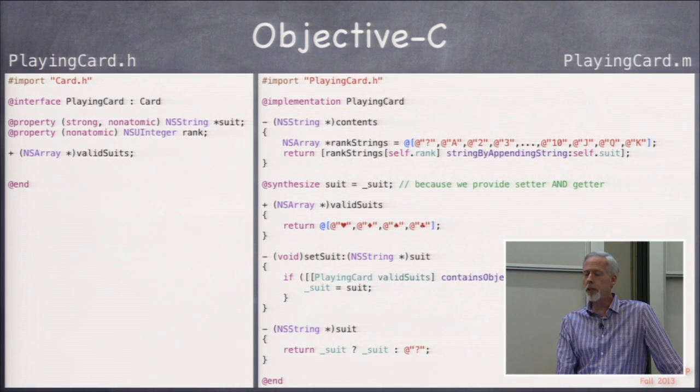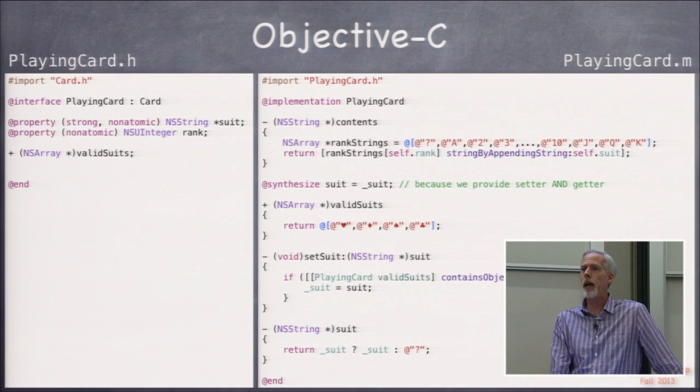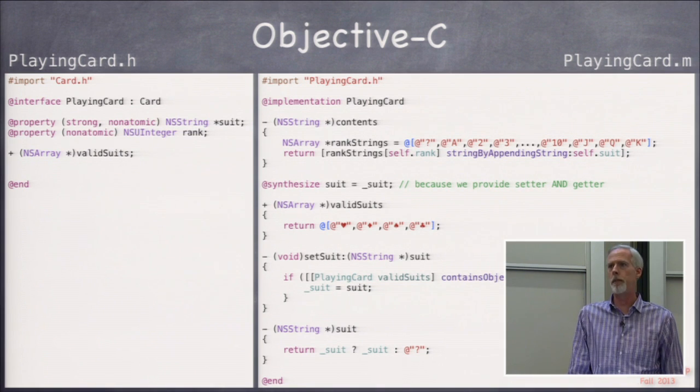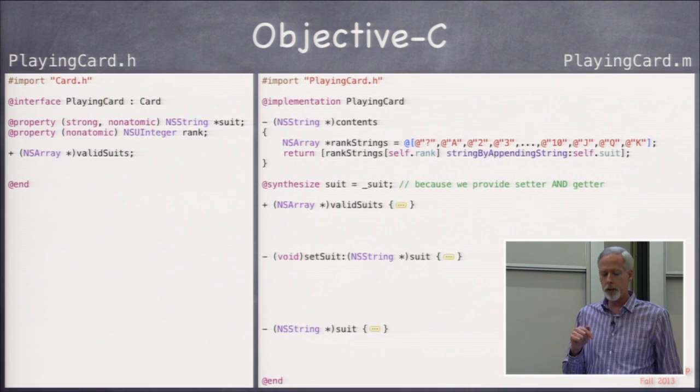I'm also going to make valid suits public. That way people who are using my playing card know what the valid suits are. And all I need to do is put it in the header file. Boom, it's public now. Okay? So let's do a similar thing here with those rank strings.